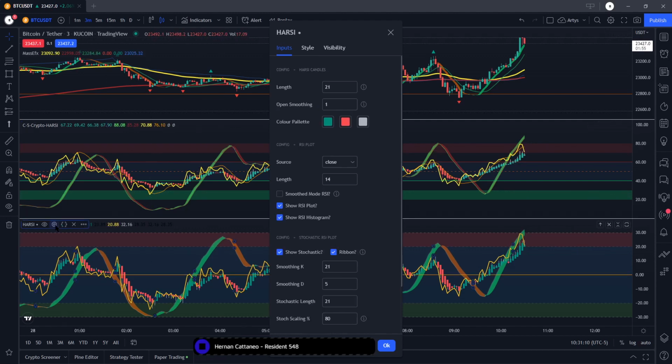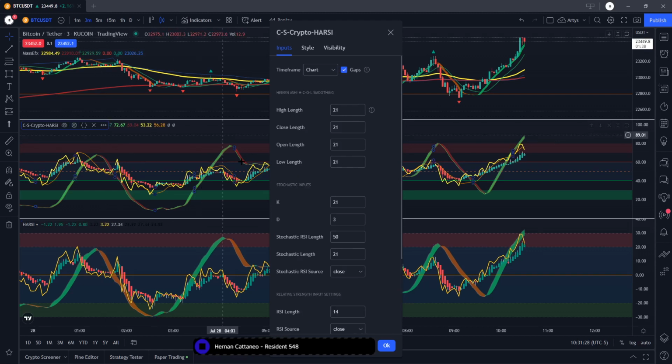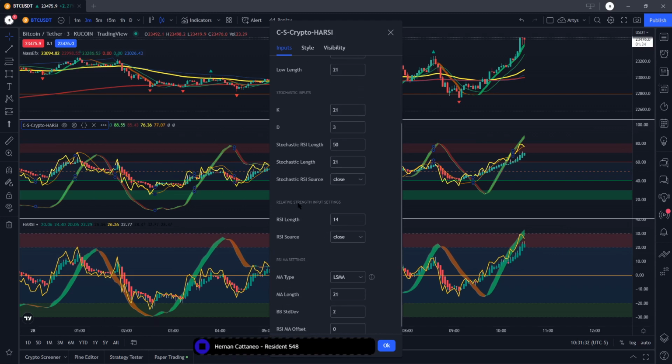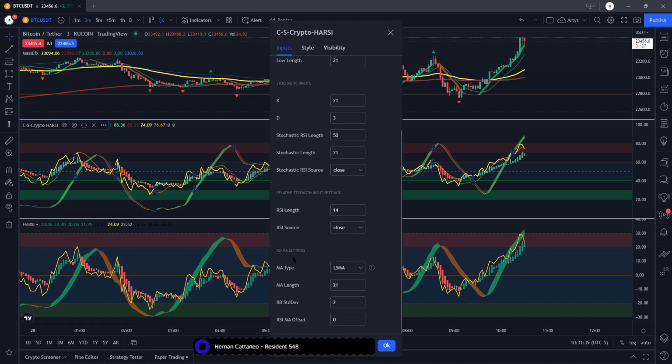Now, in the old version, the RSI plot, Relative Strength Index, is still the same. I didn't change the fact that you can set the length and whether you turn the RSI plot on or off. However, in the new version, here's the RSI. There's an RSI length and how you want to set your source. But I also added in moving averages for the RSI.